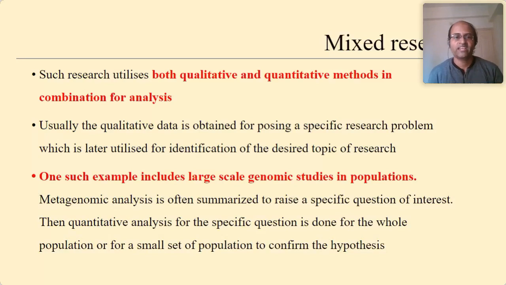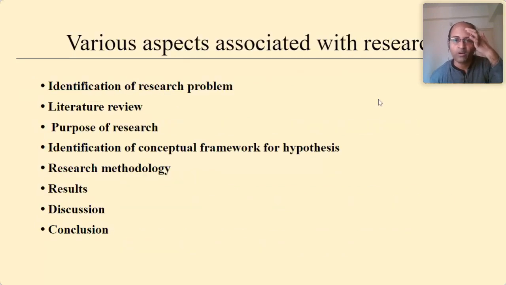Now, having introduced the various aspects associated with the research, how do we go systematically about doing the research? The ones which are outlined here are the most important ones. The first one is to identify the research problem. It is essential because we need to know what exactly we want to do, and what exactly is the question that we are trying to ask. So identifying the research problem is the most important thing here.